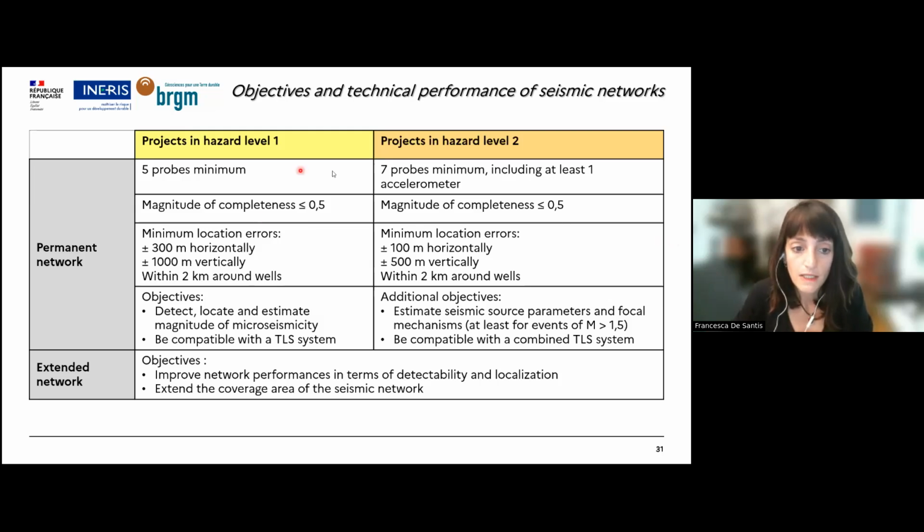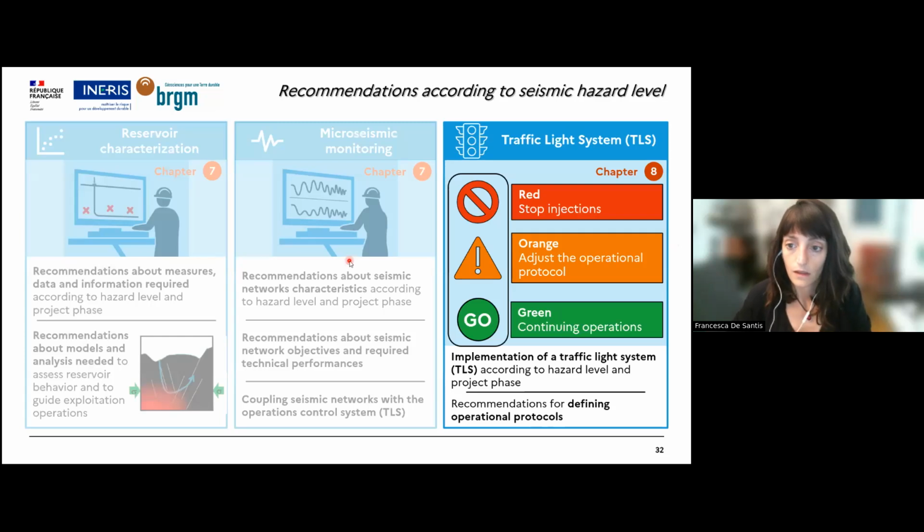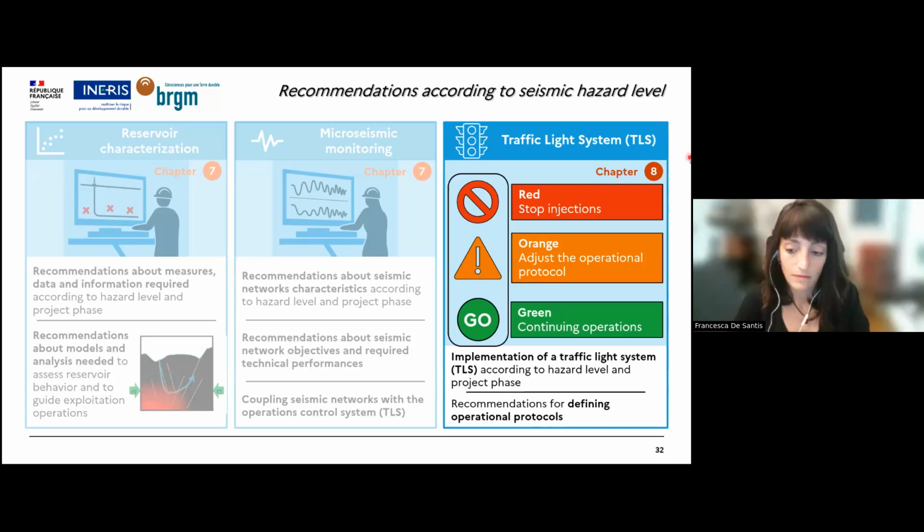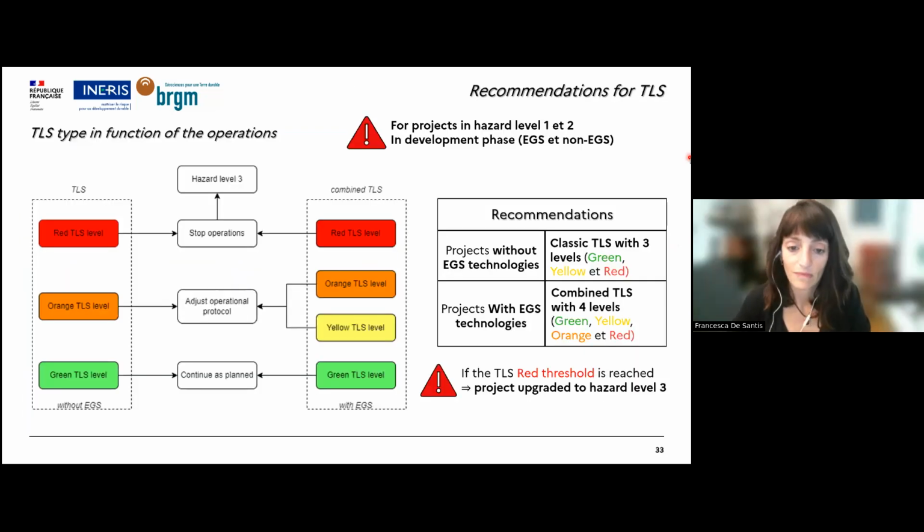And then we provide some indication about the number of probes, the minimum number of probes that are required, the magnitude of completeness, location errors, and so on. And to finish, we have some recommendation about the operational protocol and specifically the traffic light system. So if you go next.